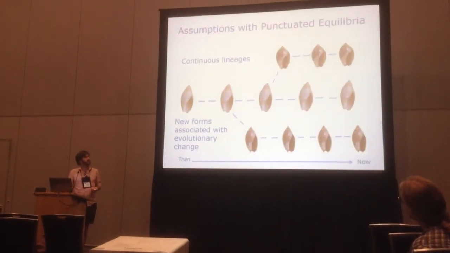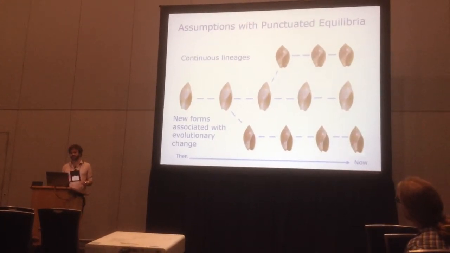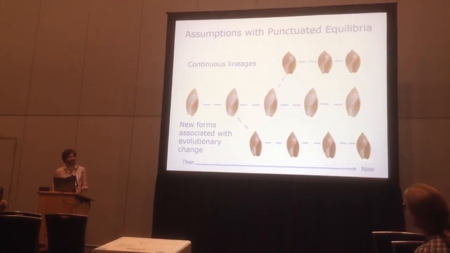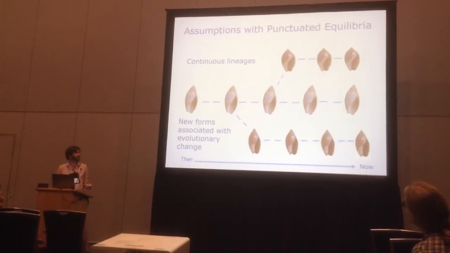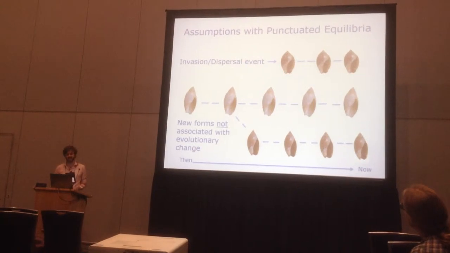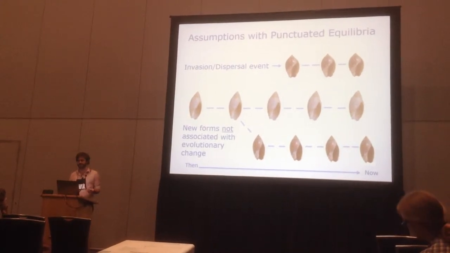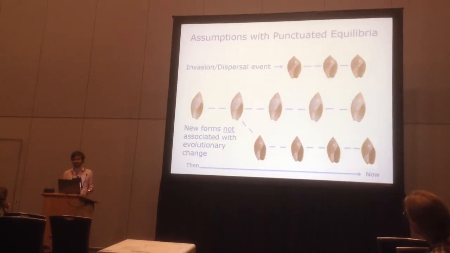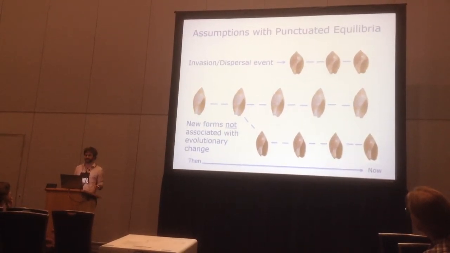One of the big assumptions with punctuated equilibria and investigating the fossil record is that what you're seeing in the fossil record is part of an evolutionary trajectory, that the different fossils you see are evolutionarily related to one another. This means that any morphological changes you see are part of the evolutionary process. However, this is not necessarily always the case. There can be invasion or dispersal events which introduce possibly related but not directly evolutionary descendant morphotypes into the fossil record, and it's difficult to tell if it's an invasion or an evolutionary process.